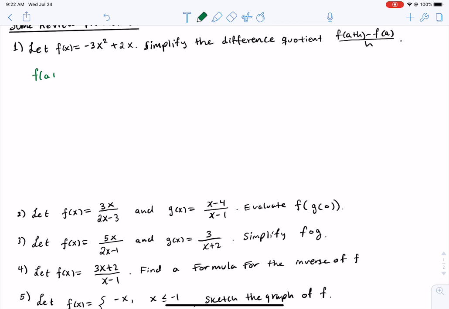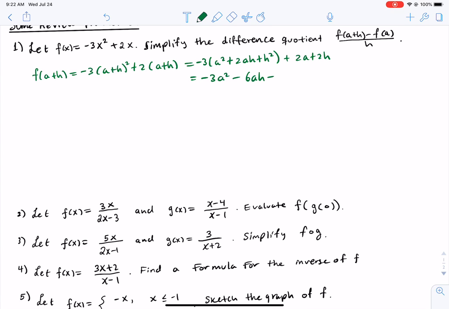What is f of a plus h? This will be negative 3 times (a plus h) squared plus 2 times (a plus h). And we expand this out, and we're going to get negative 3 times (a squared plus 2ah plus h squared) plus 2a plus 2h. We're going to expand this again. This will be negative 3a squared minus 6ah minus 3h squared plus 2a plus 2h.